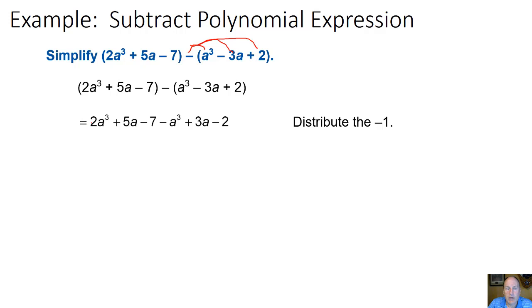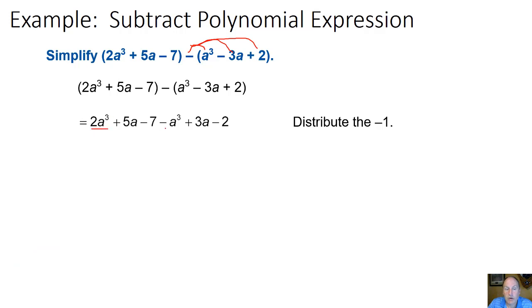So we have now 2a to the third plus 5a minus 7 minus a to the third minus negative 3a, which is positive 3a, minus 2, which is negative 2. So we just distributed all those terms. Now we're going to group and combine the like terms. And by like, I mean things that are raised to the same base and power.